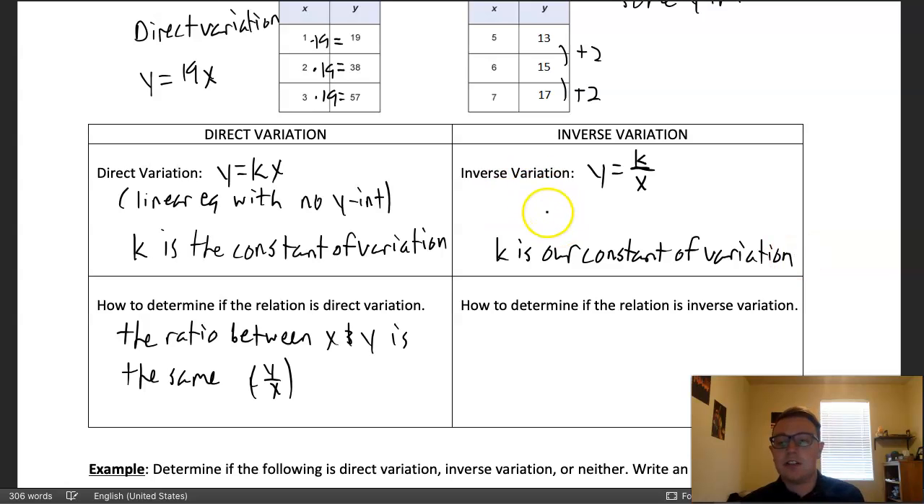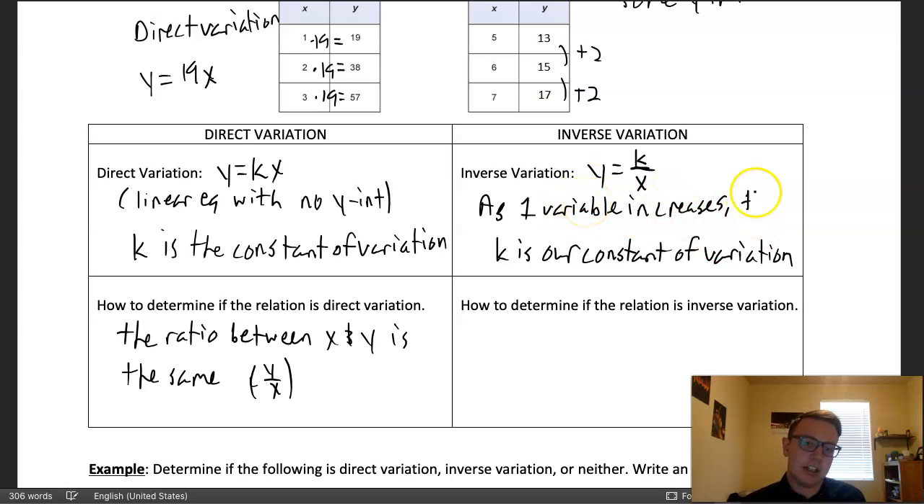And why is this inverse variation? Well, because as y increases, x decreases proportionally. So as one variable increases, the other decreases. So they work inversely of each other.